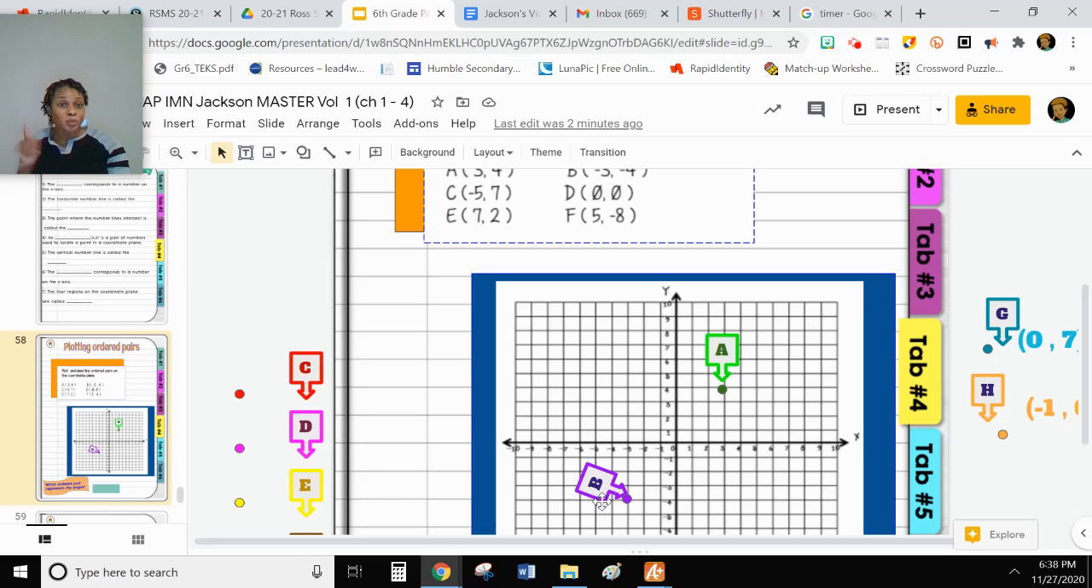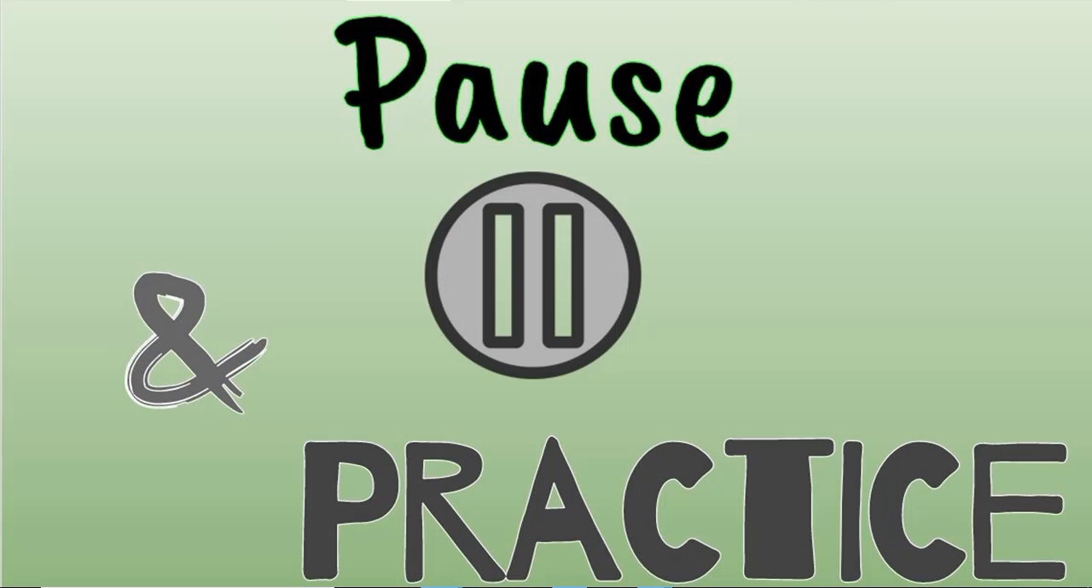So I want you guys to pause and practice. Put all these plots on this coordinate grid where they should go, and then come back and join me.